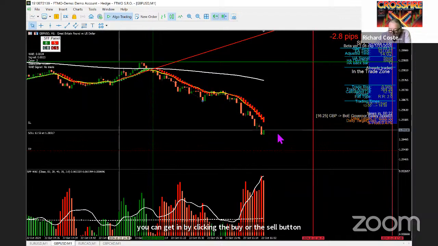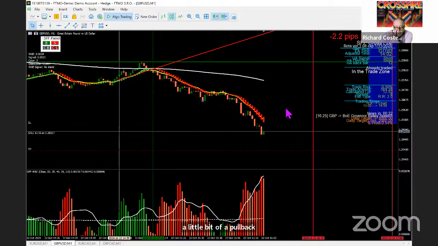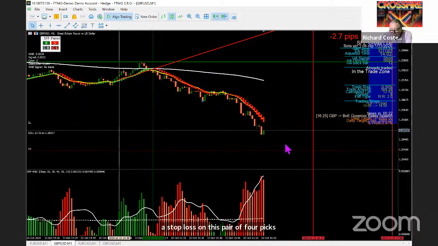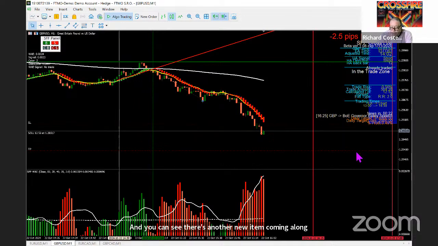Now this is a little bit of a pullback. We're down 2.2 pips. I've got a stop loss on this pair of 4 pips, and my take profit is 8 pips. Now, if I'm still in the trade 5 minutes before the news, it'll keep me in the trade. It just won't get me into any new trades. And you can see there's another news item coming along at 3 o'clock. So there's a couple of periods of no trading coming up.